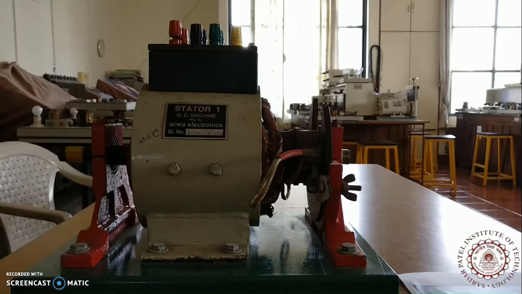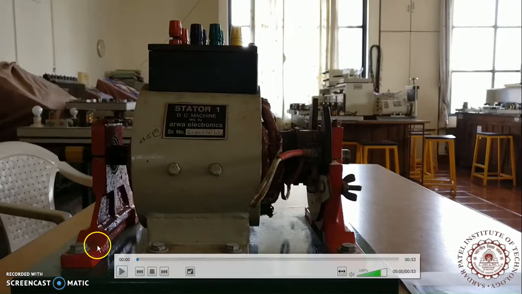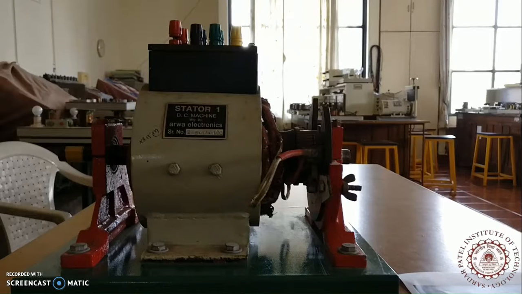What you can see in front of you is a DC motor. As you know, a motor converts electrical energy into mechanical energy. Let us take a look at the different parts of the DC motor that we can see.